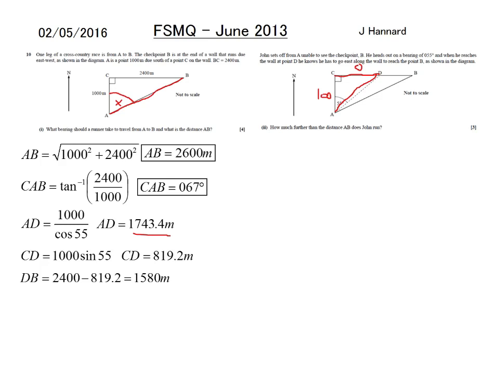Error carried forward. DB must equal 2,400 minus my previous answer, which is probably not right now I'm thinking about it. So if I want to get from B to D, I do the whole line, take away the line I've just worked out. So I get that. So the total distance, therefore, is the AD that I worked out before, add this here, which I've just worked out, and that equals 3324.2.